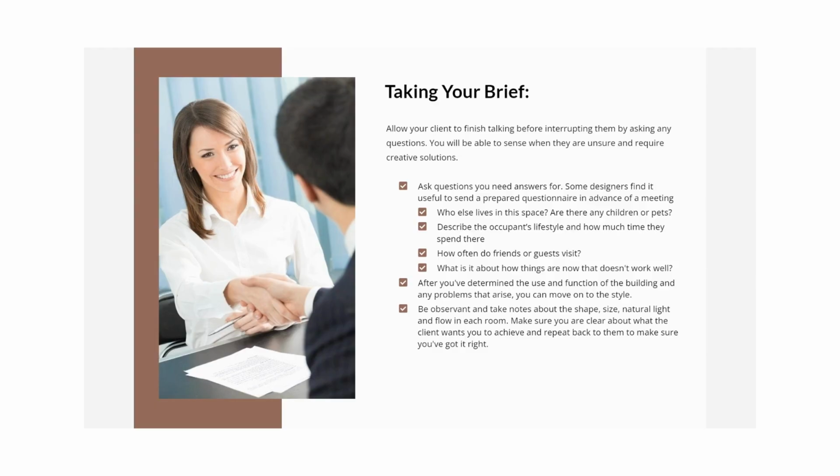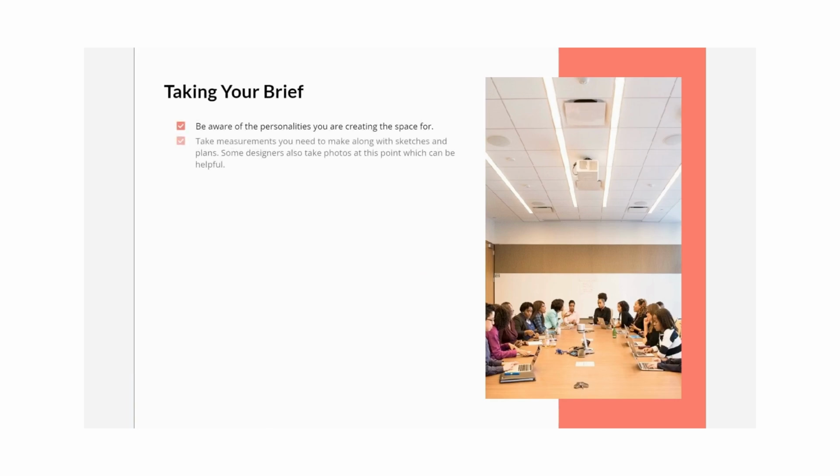After you've determined the use and function of the building and any problems that arise, you can move on to the style. Be observant and take notes about the shape, size, natural light and flow in each room. Make sure you are clear about what the client wants you to achieve and repeat back to them to make sure you've got it right. Be aware of the personalities you are creating the space for.